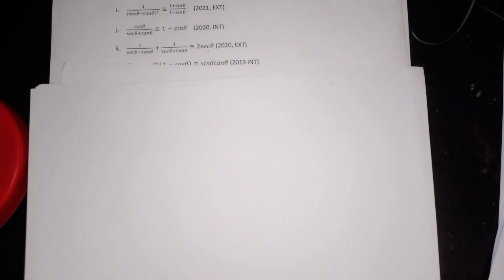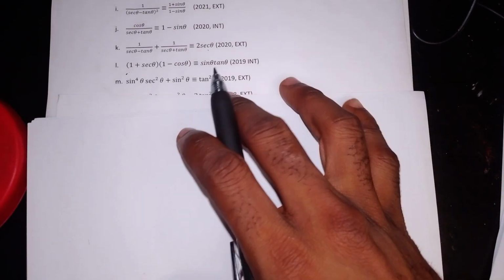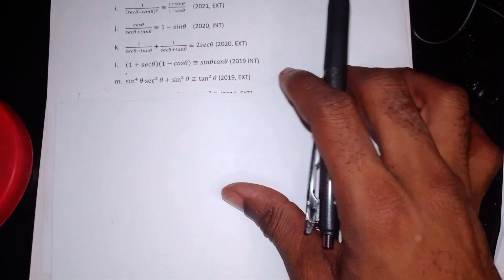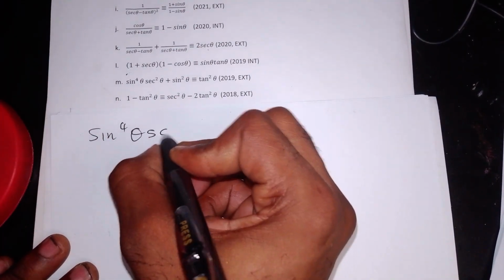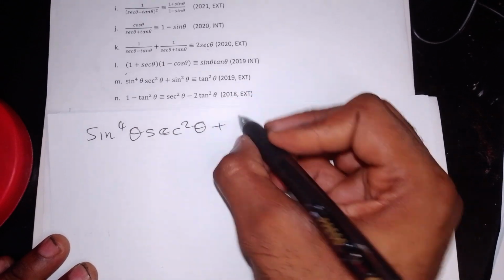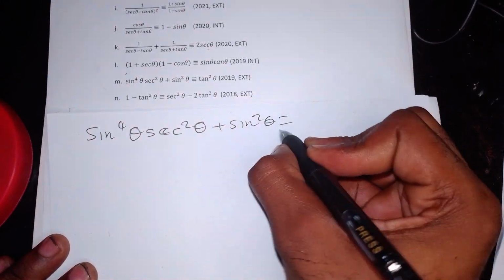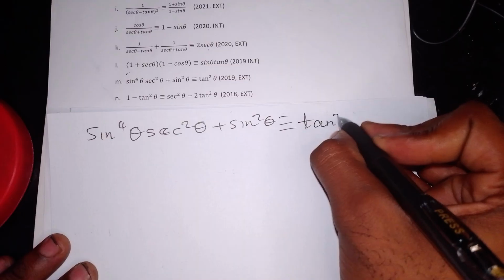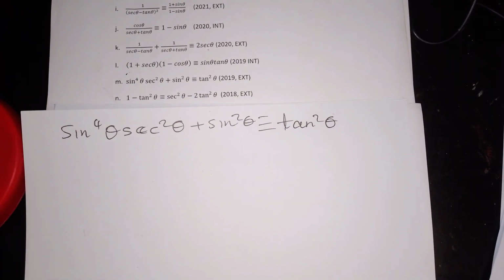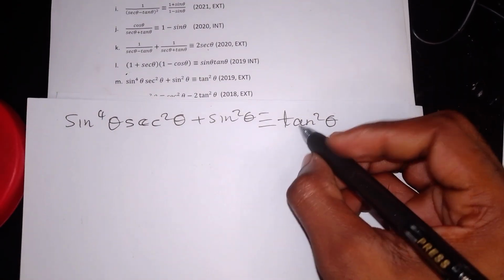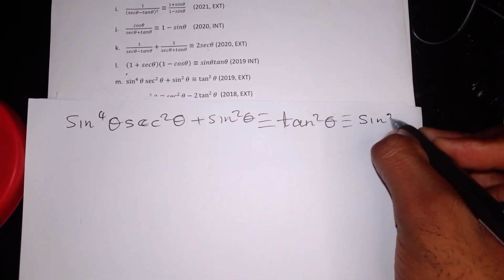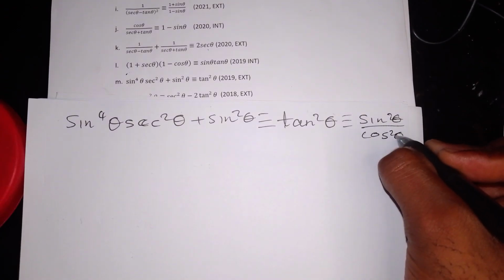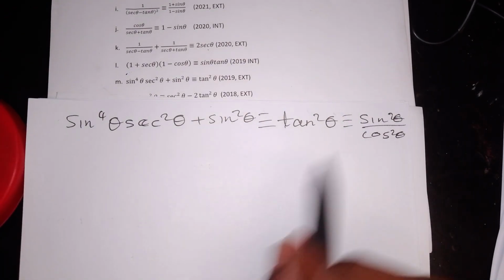And then we have 2019 external. So this is sine to the 4 theta sec squared theta plus sine squared theta is equivalent to this. So now tan squared theta is the same as sine squared theta over cos squared theta. So whatever you do, just aim for this.